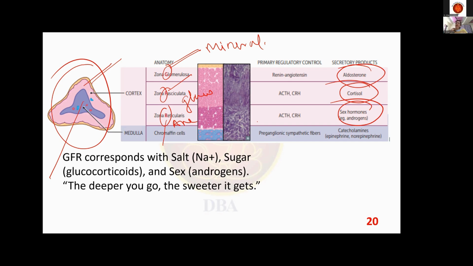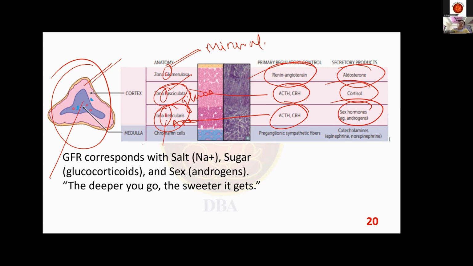Now, the interesting part is that the glomerulosa is not under the direct control of ACTH. It is basically under the control of renin-angiotensin. Whereas the fasciculata and the reticularis are under the direct control of ACTH and CRH. Now, why is it important to know this fact? That I will let you know.